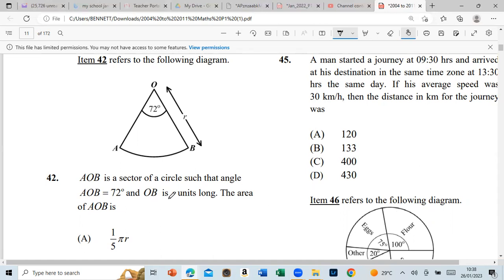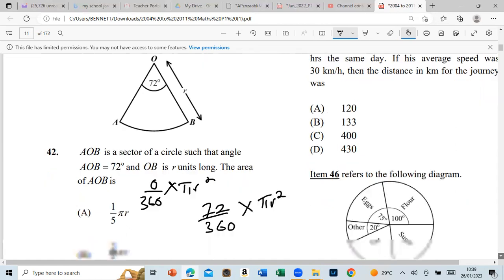Alright, so AOB is the sector. So we know that it's going to be angle over 360 times pi r squared, since this is just a sector. So I could just work out that part here. So that is 72 over 360 times pi r squared. So let us see if there's any option there that will give us the answer.